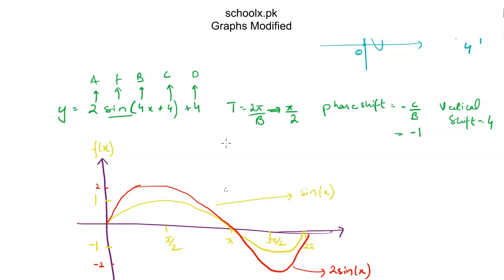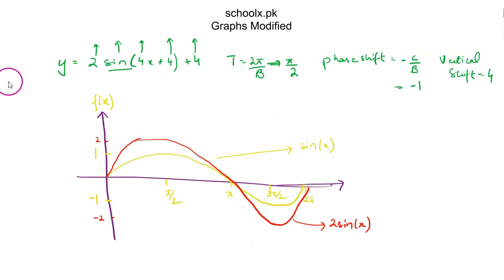Alright, now let's add the quantity b in it. Let's draw the graph of 2 sine 4x now. Now 2 sine 4x will have a time period of pi by 2, but it will go from 2 to -2, so it will be like this. This is 2 sine 4x.